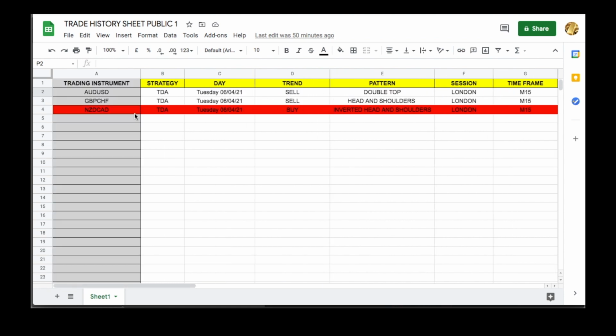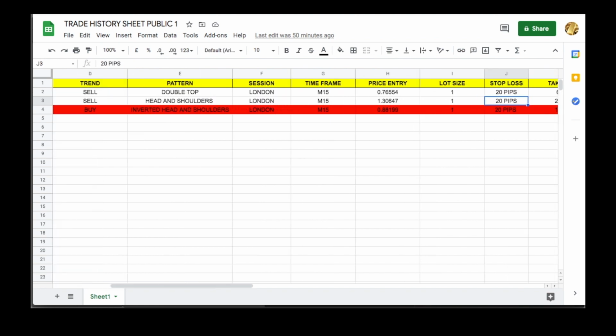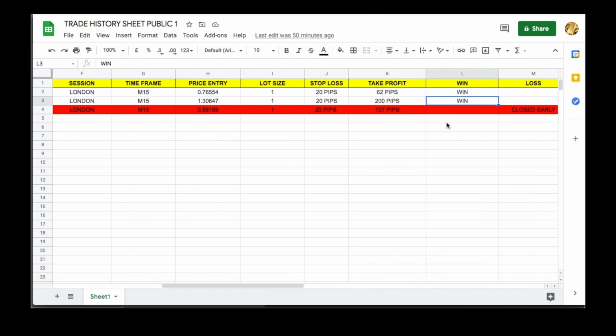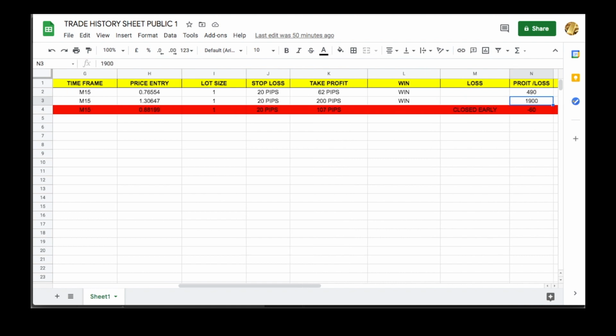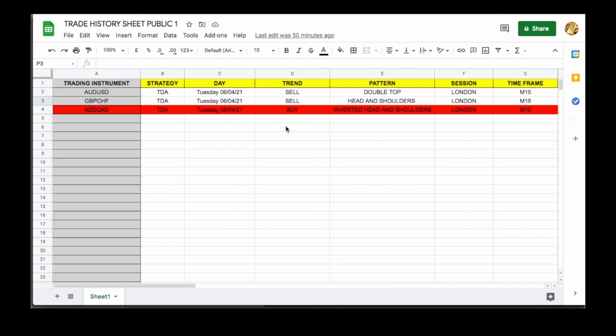And then the same thing for the next trade. You can see it was GBP CHF. Strategy was top-down analysis. The day was Tuesday, 6th of April, 2021. It was a sell. Head and shoulders pattern formed. London session it was. 15-minute chart. This was the price entry level. Lot size was 1, 20 pips, 200 pip take profit overall. And you can see right now this was a win. I got $1,900 from that trade. That was 190 pips. And then NZD CAD.